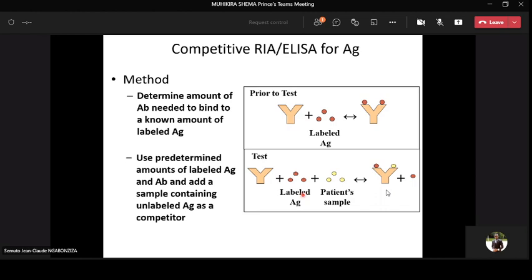Kubera ko uzi neza amount ya labeled antigen zawe, uzashobora kumenya whether the reactive or the test material contains also the antigen or not. Uzashobora kumenya niba yari ifite izi antigen cyangwa niba ntazo yari ifite.